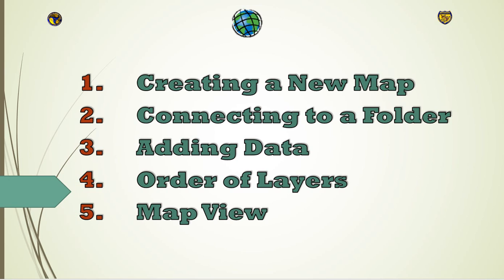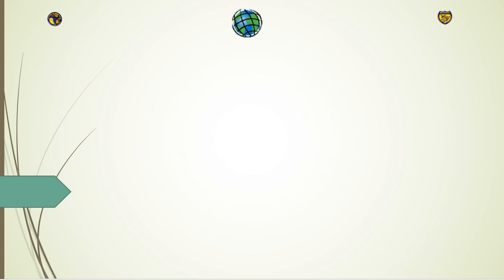Then we're going to go over the order of the layers, the drawing order. And then lastly on this one, we're going to go into the two different kinds of map views that are in ArcMap. So here we go.